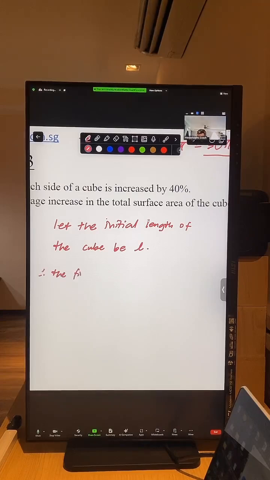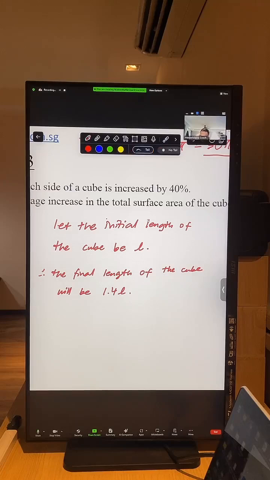So the final length of the cube will be 1.4L. If the initial length is L, L here meaning 1L, guys, the final length will be 1.4L. Why? Because increased by 40%. When something is increased by 40%, that means you take the original, or the initial, and you multiply by 1.4. So the final length of the cube will be 1.4L.